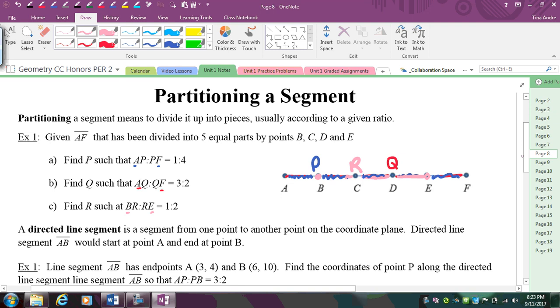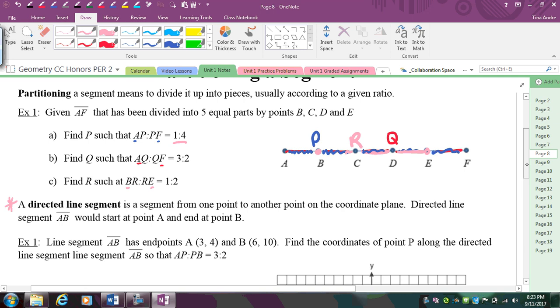One other important idea here is that a directed line segment means that the order matters. When we talk about partitioning, we're going to be partitioning segments that are considered directed line segments, because the order of the letters is going to matter. If we're talking about a ratio like 1-to-4, it means the order matters. The 1 part is going to be on the left side and the 4 parts will be on the right side, so you always read them left to right. It's really important to keep in mind that the order of the ratio matters, and when we look at a directed line segment, the order matters as well. When we say AB, A is going to be on the left, B will be on the right.